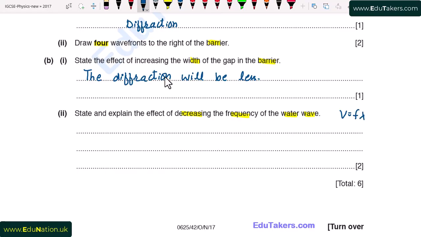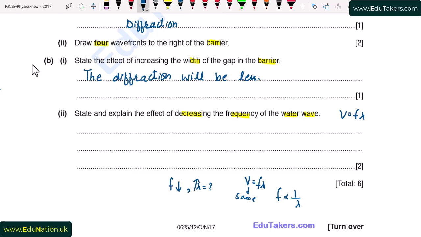Here, if I decrease the frequency, then what will be the effect on wavelength? Because the speed remains the same, according to V is equal to F lambda, when speed is the same, we can simply say that frequency is inversely proportional to wavelength. So by decreasing the frequency, the wavelength increases.